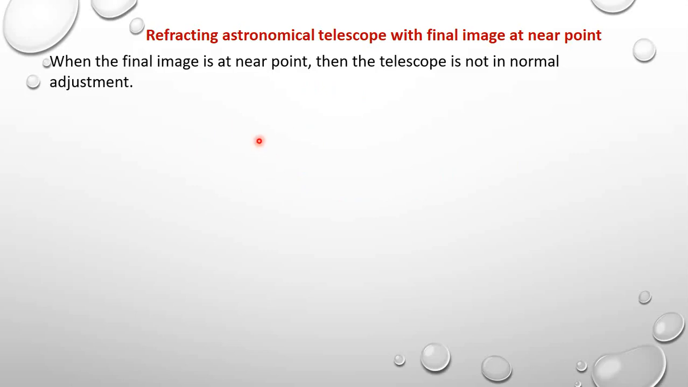Now the objective in this case forms a real inverted intermediate image of a distant object at its focal point f0.